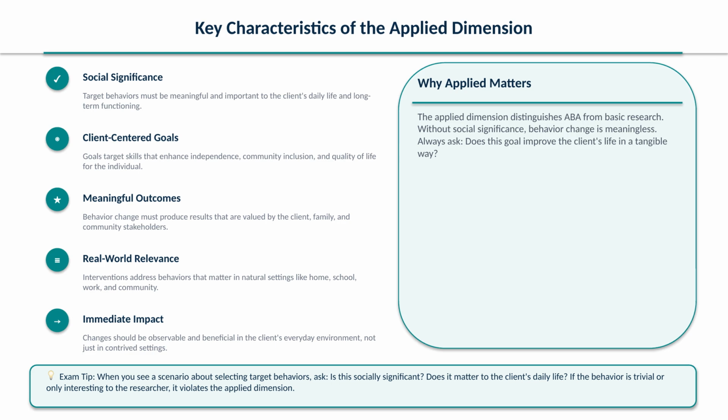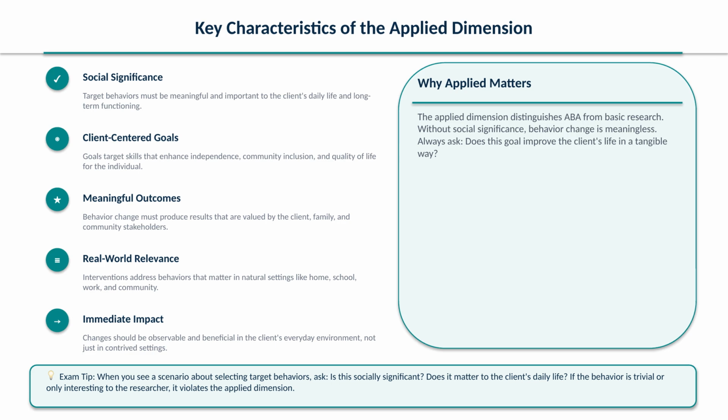If they don't value the change, it isn't truly applied. Real-world relevance is critical. Interventions must address behaviors in natural settings like home, school, or work. Finally, the immediate impact means changes should be observable and beneficial in everyday environments, not just in contrived clinic settings. On the exam, you'll need to identify whether a goal or intervention meets these applied criteria, distinguishing it from purely experimental or analog work.